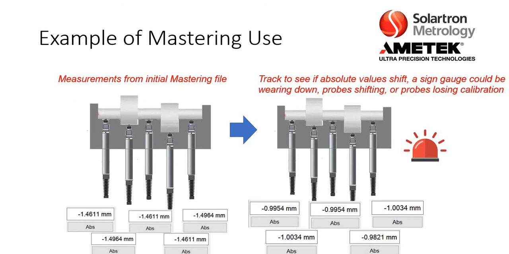What you can do is create an initial mastering file, where when you are mastering a part, you are saving the absolute values of all the probes. And then you track to see if these absolute values shift, a sign that the gauge could be wearing down, the probes are shifting, or perhaps the probes are losing calibration.